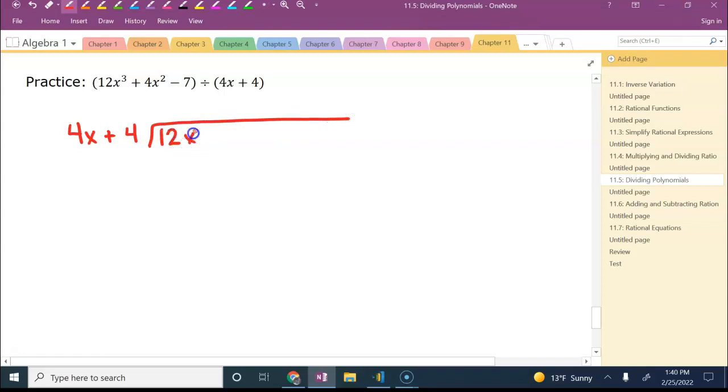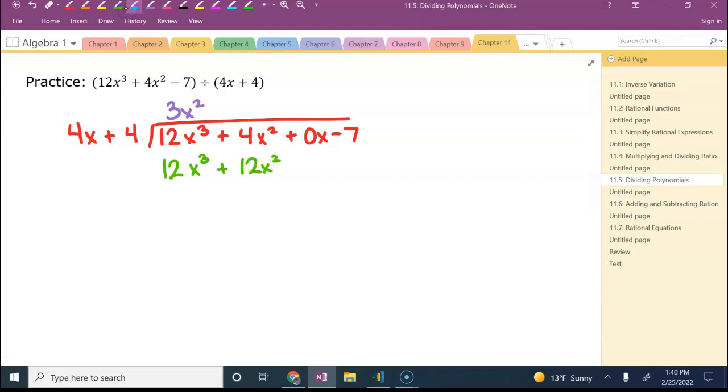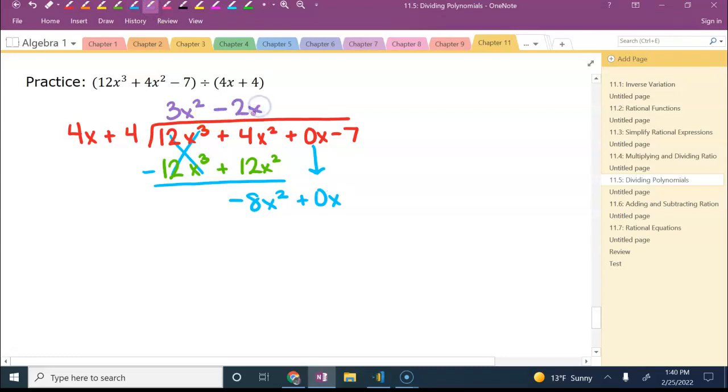So for this one, you did need to put in a 0x again because it does skip over that regular x term. So I'm just squeezing that in there. What you should have multiplied by first was a 3x squared to get your 12x to the third, and then it would be plus 12x squared. Then we subtract. 4 minus that 12 would be a negative 8x squared. And we bring down the second term, which is the 0x. We start over. So then you should have multiplied by a negative 2x to get negative 8x squared minus 8x.